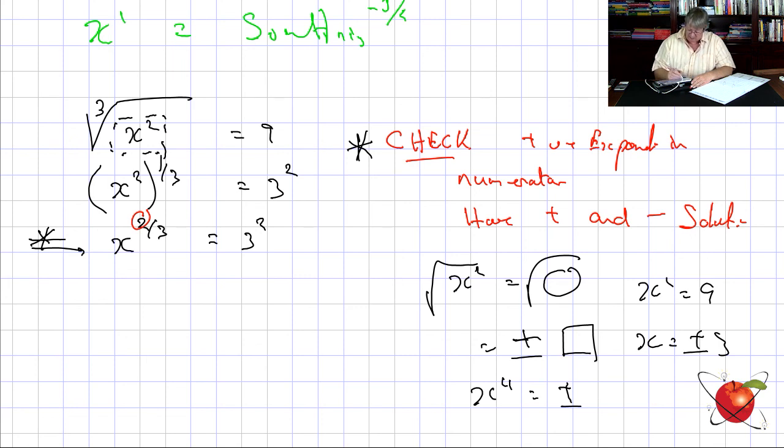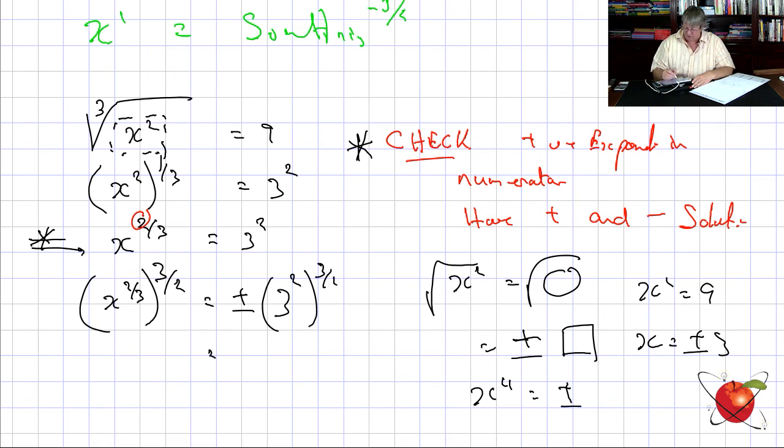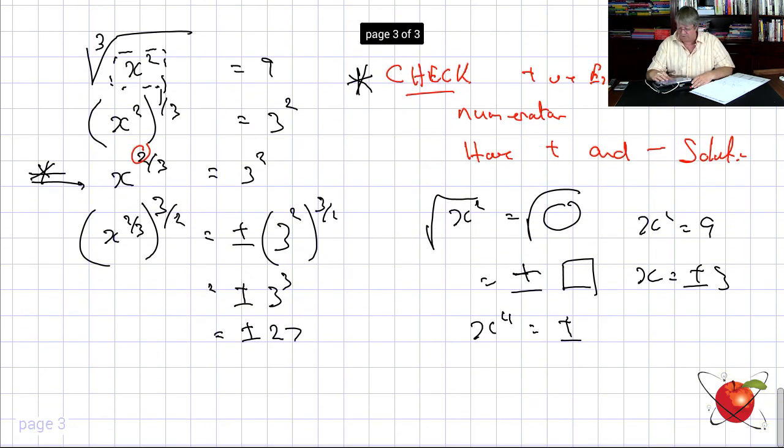So we say, right now, x to the power of 2/3, I'm raising that to the power of 3 over 2. The power of 3 over 2 is going to give me equals plus or minus 3 squared to the power of 3 over 2, which is going to be plus or minus 3 cubed, which is going to be plus or minus 27. Quite straightforward.